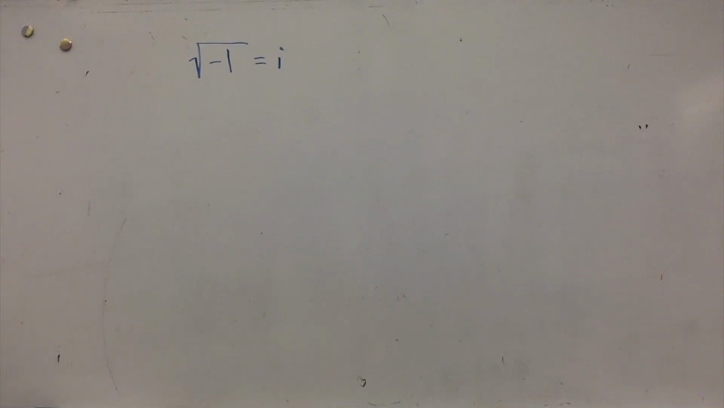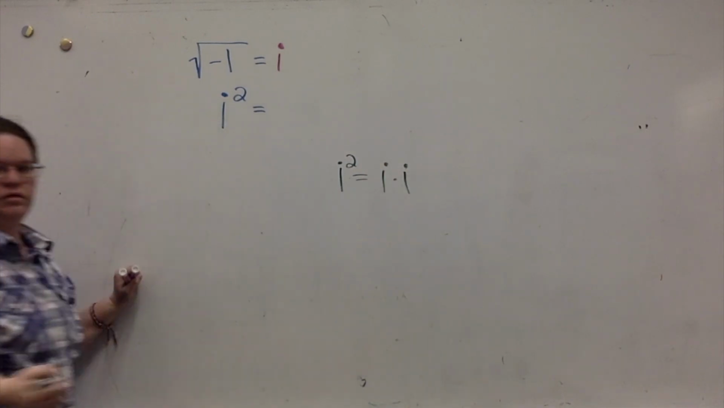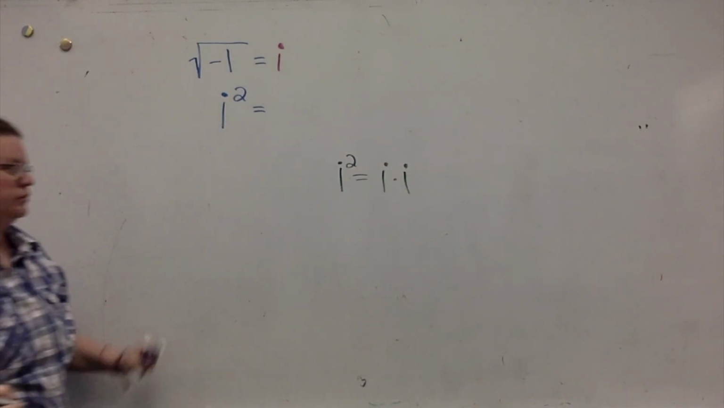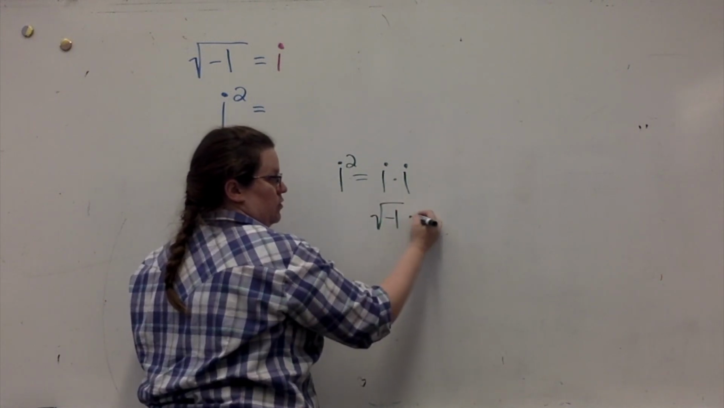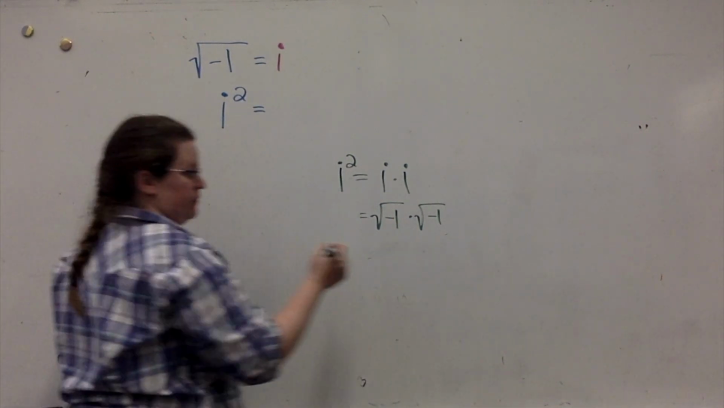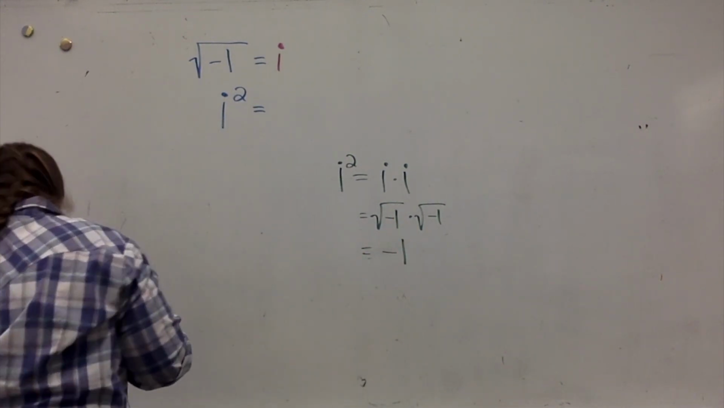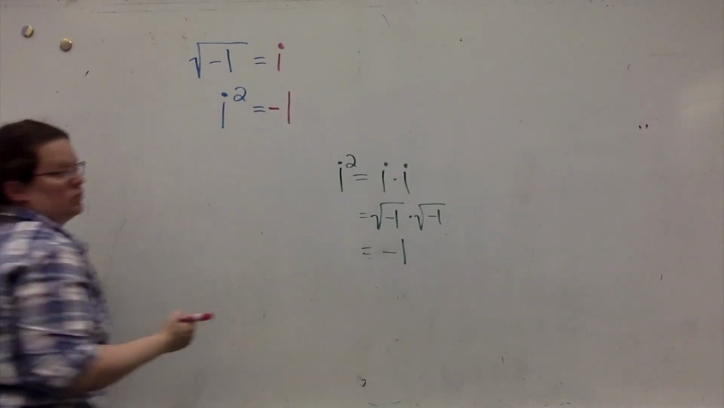The square root of -1 is an imaginary number. We call it i. i squared is i times i, which means it's the square root of -1 times the square root of -1. So just like the beginning of this, the square root of -1 times the square root of -1 equals -1. So anytime you see i squared, you need to simplify and substitute in -1.